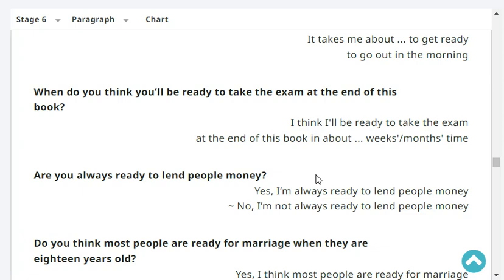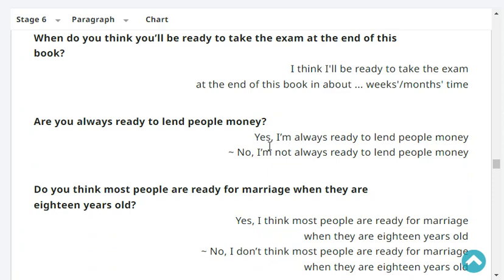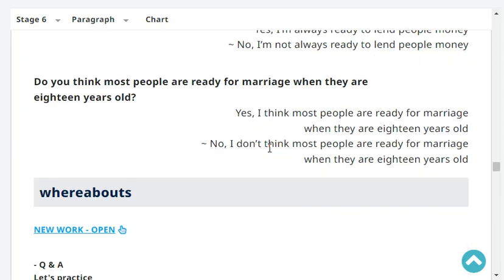One week's time. Very good. Are you always ready to lend people money? Yes or no? No, I'm not always ready to lend people money.